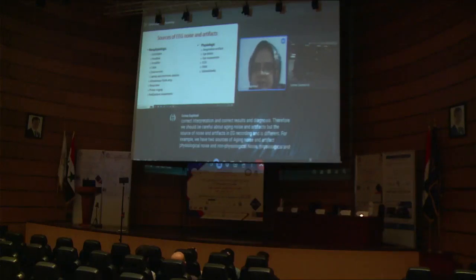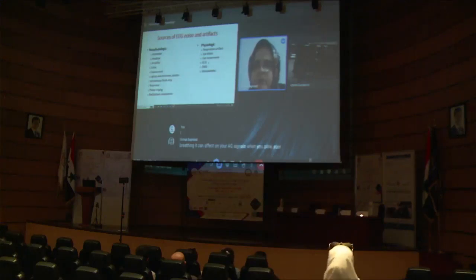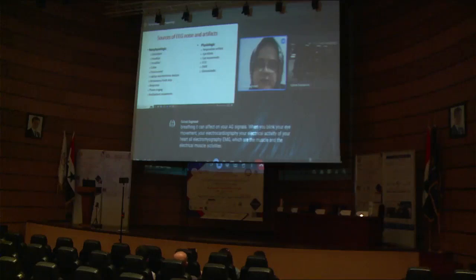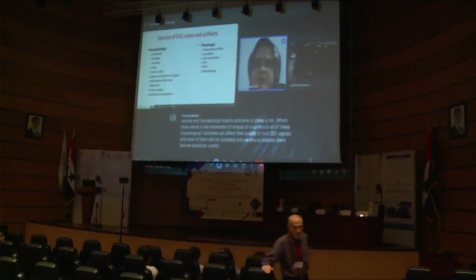Physiological noise or artifacts, for example, respiration: when you are breathing, it can affect your EEG signals. Also when you blink, your eye movement, your electrocardiography, the electrical activity of your heart, or electromyography, EMG, which is the electrical muscle activity, or glossokinetic, which is the movement of the tongue in your mouth. All of these physiological activities can affect the quality of your EEG signals, and most of them are not avoidable, and we should tolerate them, and we should be careful about them in our pre-processing stages.